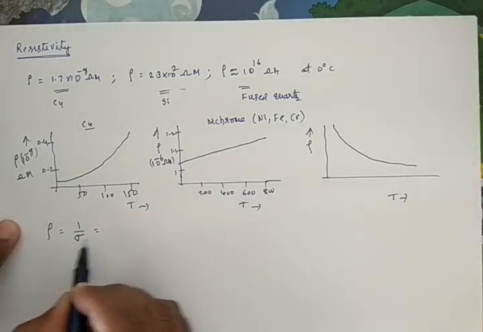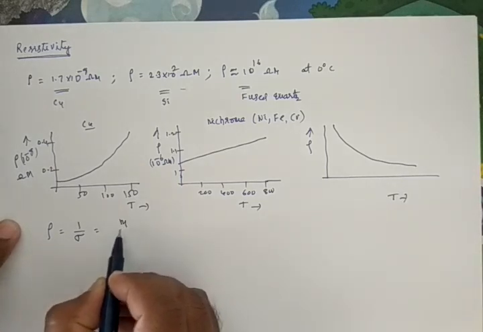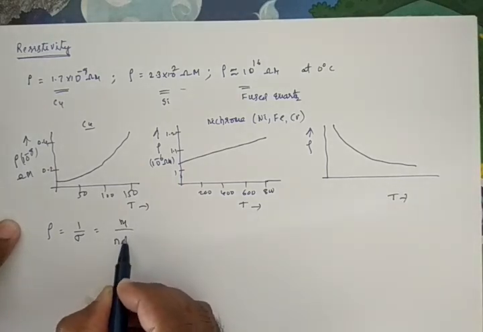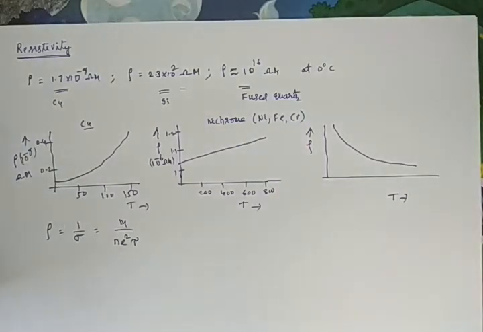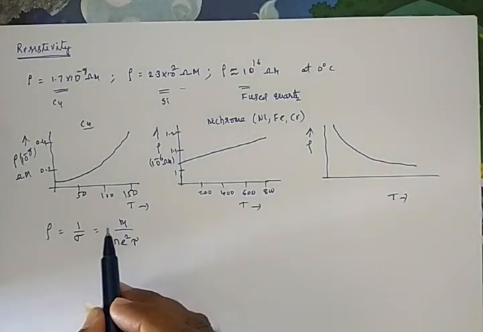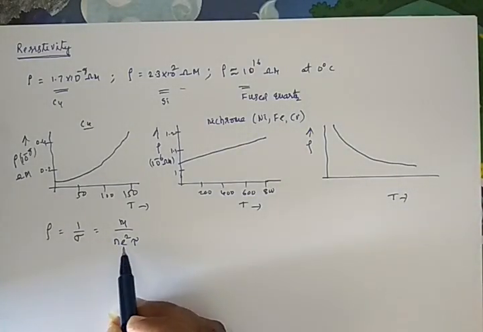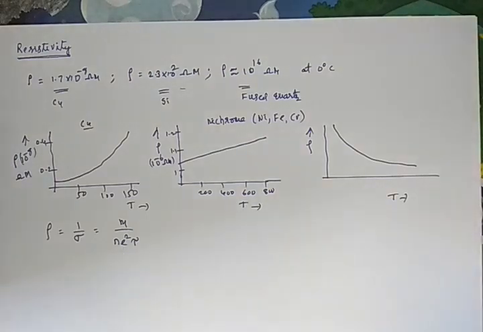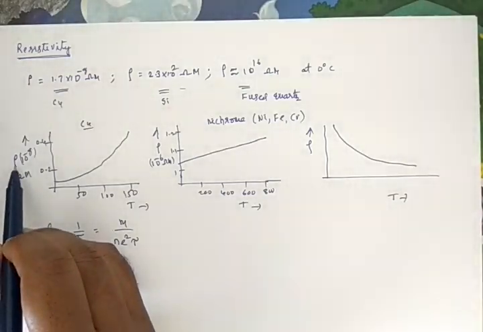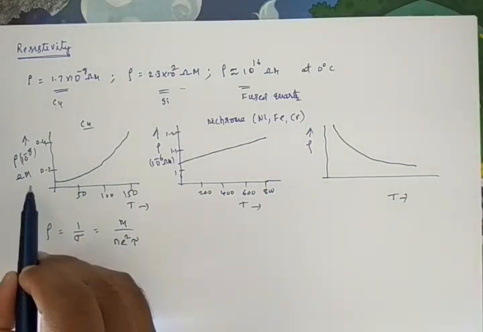So then the reciprocal of that will be m by n e square t, where m is the mass of the charge, e is the charge of an electron, t is the relaxation time, and n is the number of charged particles per unit volume. Now let us explain why resistivity is increasing with temperature in the case of a conductor.